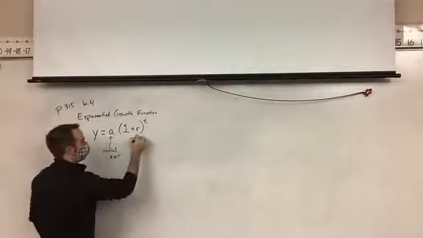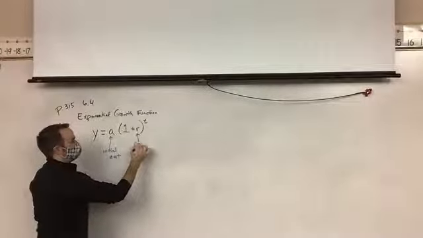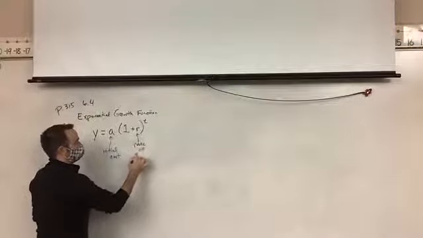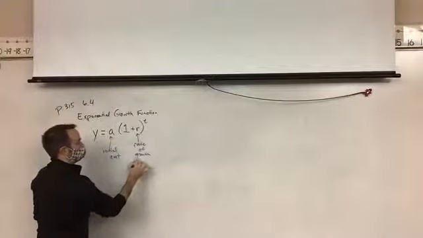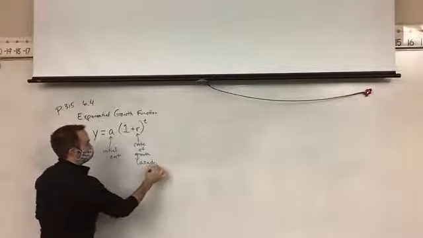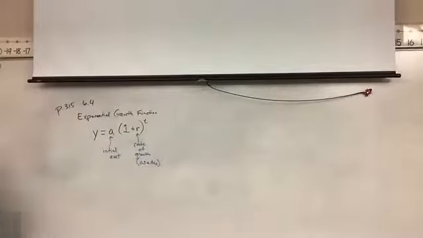The R is the rate of growth. And we're going to say as a decimal. We want that as a decimal. Rate of growth as a decimal. So they're probably going to give that to you as a percent, right? A 4% rate of growth. And then we would change that into a decimal. If it's a 4% rate of growth, 0.04 would be our decimal.